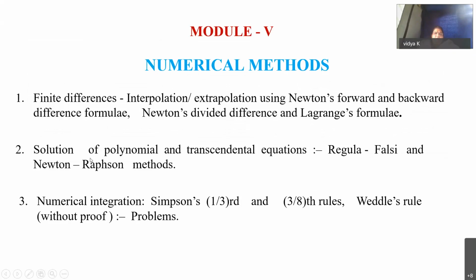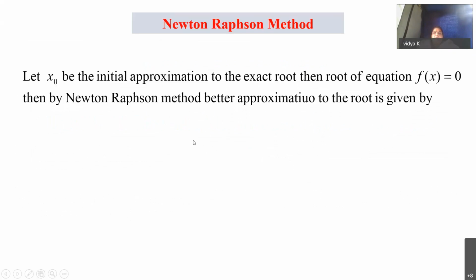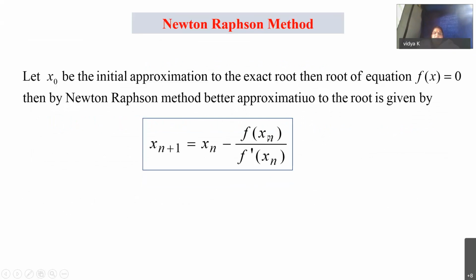One more, solving a polynomial or transcendental equation by the Newton-Raphson method. In the regula falsi method, the iteration formula is x equal to a into f of b minus b into f of a by f of b minus f of a. But in the Newton-Raphson method, there you need to start with two initial values. Here you need only one initial value.